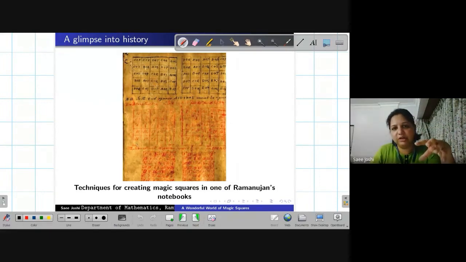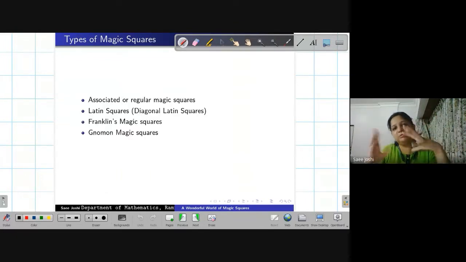Now that we know that after the 19th century magic squares were considered tools of mathematical interest, people started to look at their mathematical properties. Once they started looking at the mathematical properties, they started to play around with them, and they classified these magic squares into different kinds. I have given only a few kinds over here. The first is the associated or regular magic square. Then you have Latin or diagonal Latin squares. Then you have Franklin's magic square and Nomon magic squares. Let me take you through all of these squares one by one. There are not many more, but I will show you these four in particular.